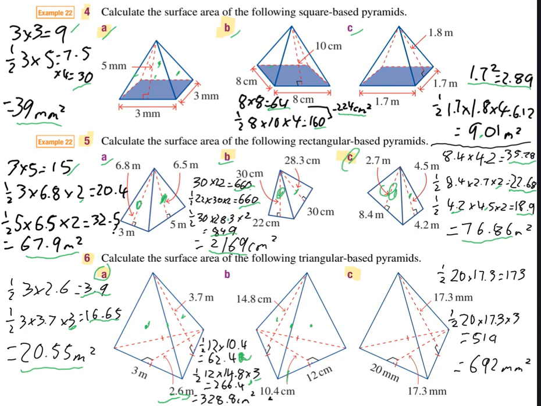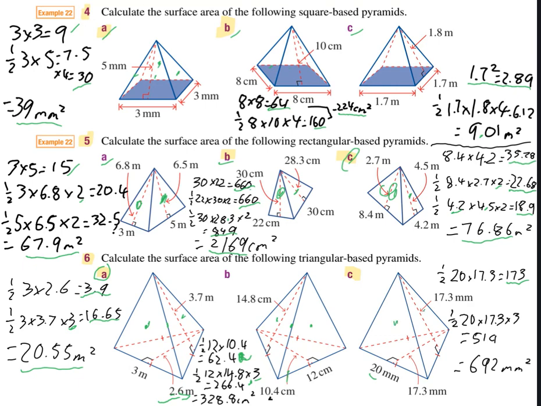And the last one's a bit of a funny one. I've done it in a bit of a funny way initially, but whichever way works for you. Half base times height for your base, so 20, and your 17.3, that ends up getting you 173. Because half of 20 is 10, 10 times 17.3, 173, very easy.